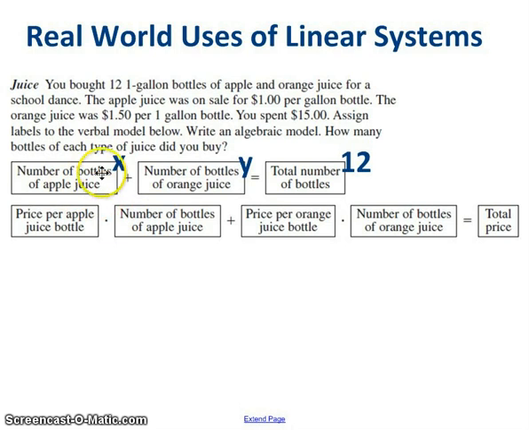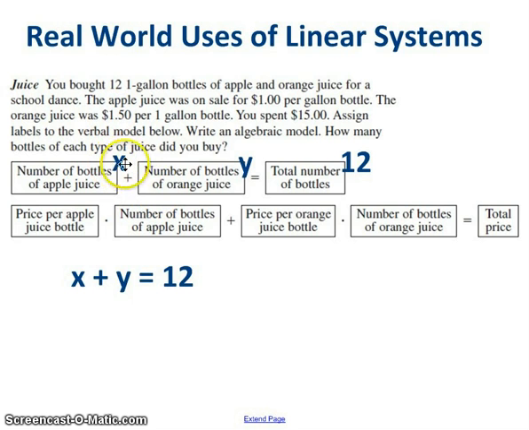I'm going to consider apple juice X and orange juice Y. And what this is saying is that I bought a total of 12 bottles, and that's where this 12 came from. And some of them were apple juice and some of them were orange juice. And I've decided to call them X and Y. I could have called them A and O, or any letters that made sense. The second piece of information I have is what the price was for those. The apple juice was $1 each, and the orange juice was $1.50 each.